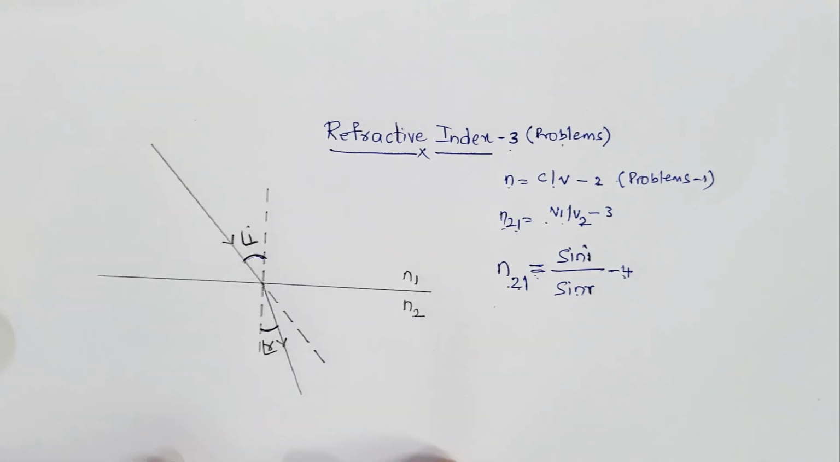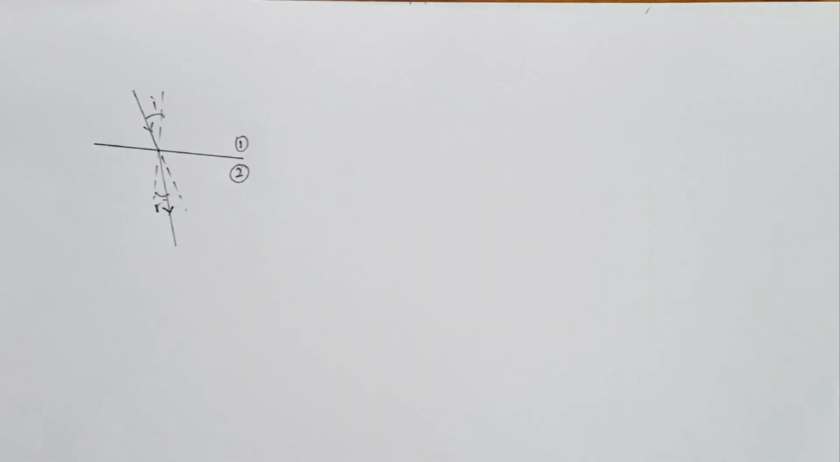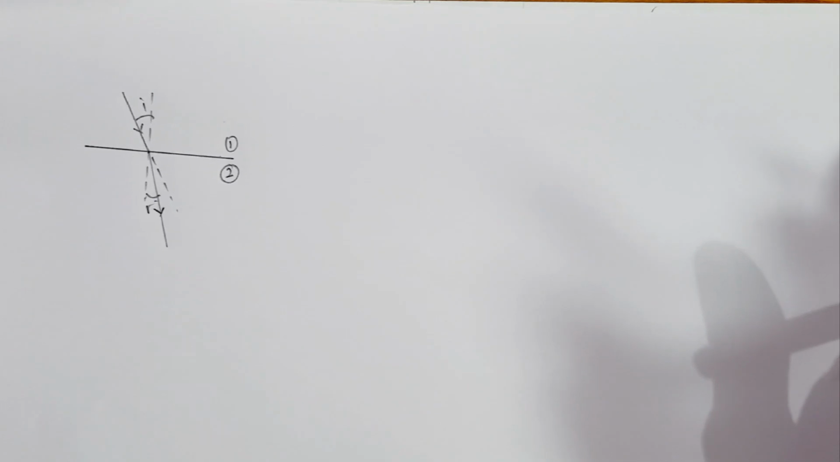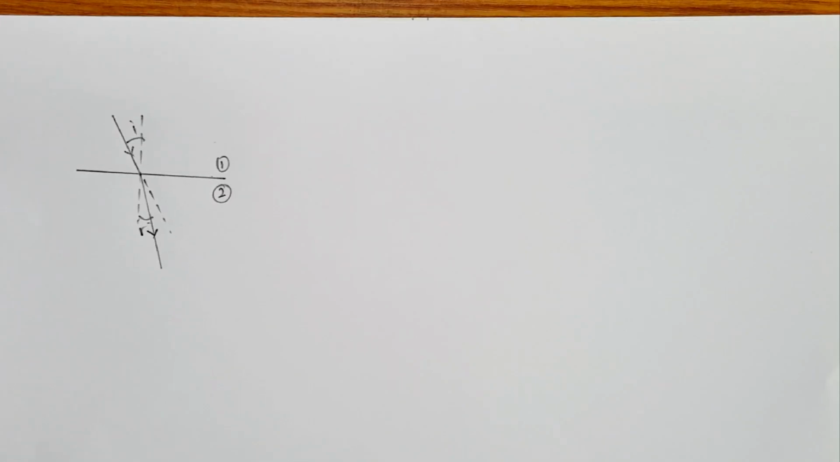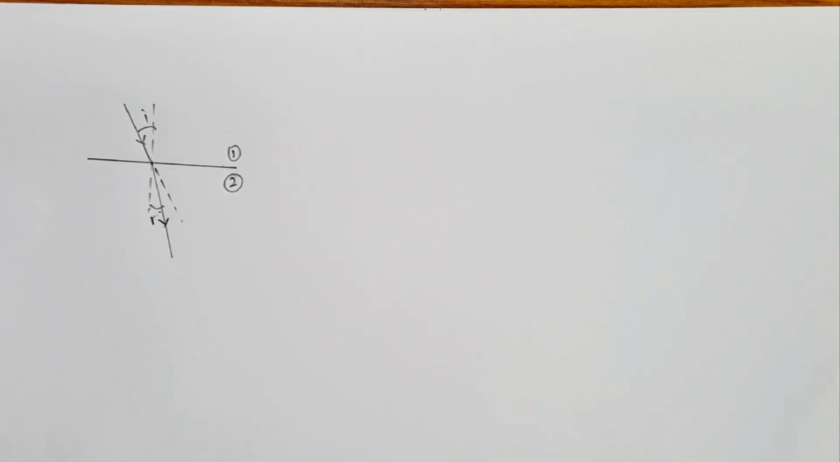Let us have a brief introduction about the formula. From where did the formula come? The formula came from the laws of refraction. How many laws of refraction do we have? We have two laws of refraction, correct? How many laws of reflection do we have? We have two laws of reflection also. In the same way, we have two laws of refraction also.